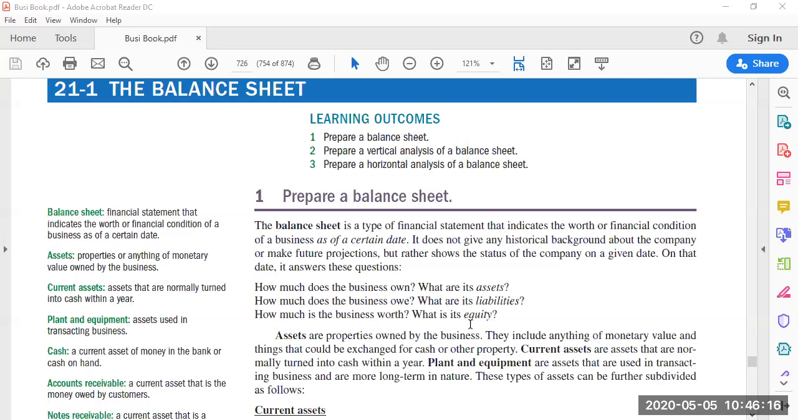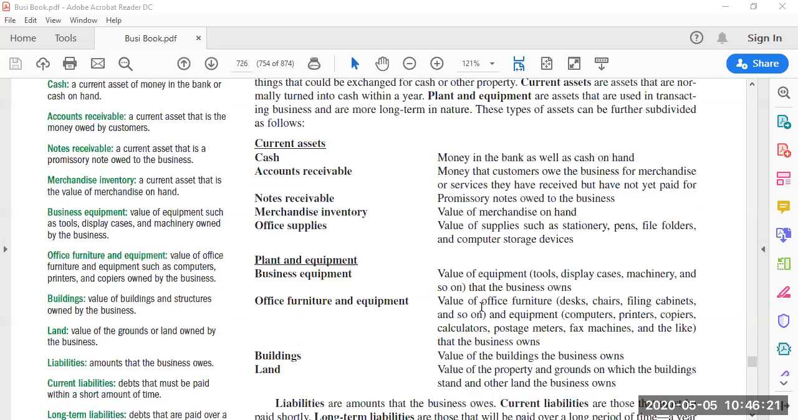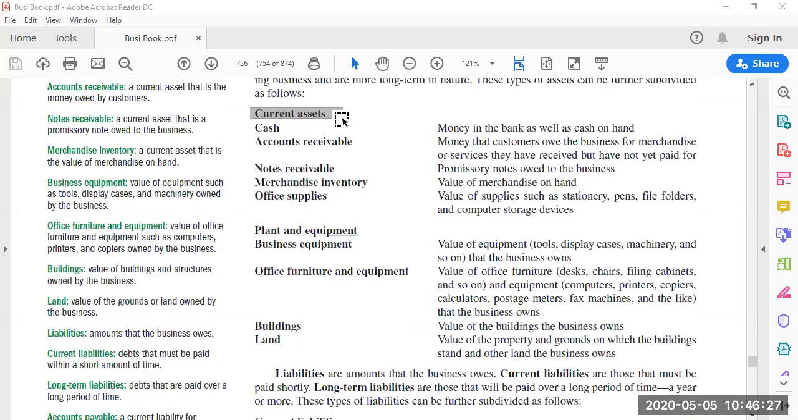Assets, once again, are properties owned by the business. We break them down into sections. First being current assets. Under the current asset column, we have items such as cash, money in the bank, as well as cash on hand. We have accounts receivable. And accounts receivable is money that customers owe the business during the course of business. A customer may purchase something on credit, but they owe us that money, so we call that an account receivable.